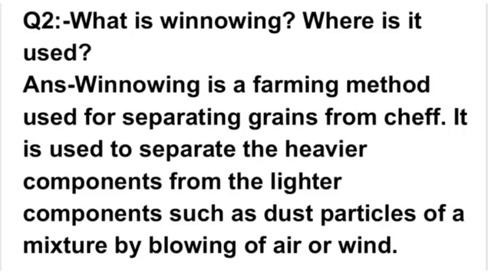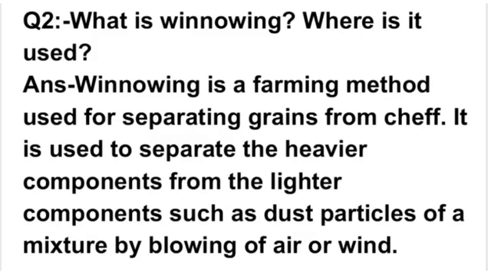Now, question number 2 is, what is winnowing? Where is it used? Answer is, winnowing is a farming method used for separating grains from chaff. It is used to separate the heavier components from the lighter components such as dust particles of a mixture by blowing of air or wind.